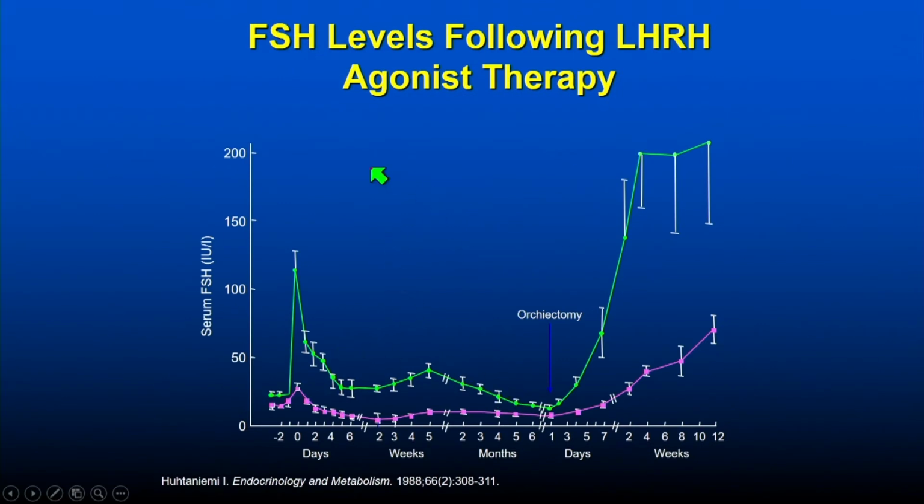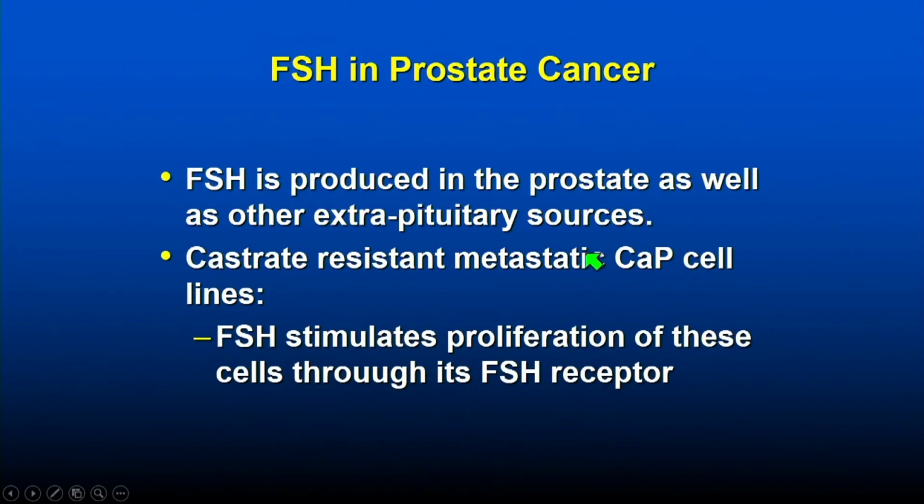And the very interesting thing is that even in patients who are on LHRH agonist therapy, if you orchiectomize them, the FSH levels continue to go up. So it's a very important axis that's maintained. So in prostate cancer, FSH is produced in the prostate as well as other extrapituitary sources, and castrate-resistant metastatic prostate cancer cell lines, when exposed to FSH, cause a stimulation of these cells through its FSH receptor.